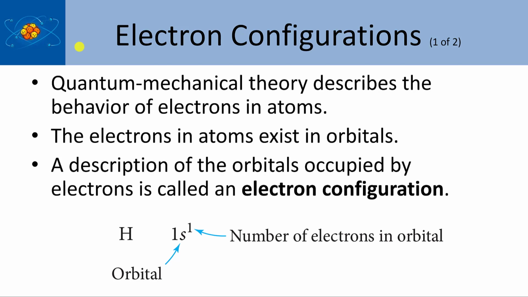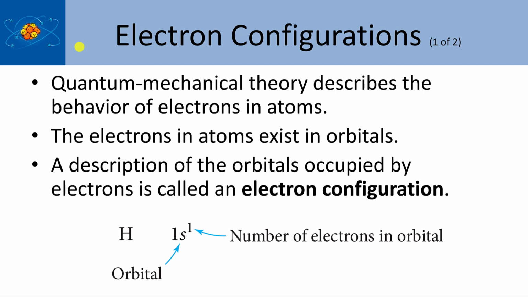So for a better understanding of the properties of elements, we turn to quantum mechanics and we look at something called electron configurations. Now, in all of what we did in the previous chapter, what we were looking at is the properties of orbitals in a hydrogen atom.